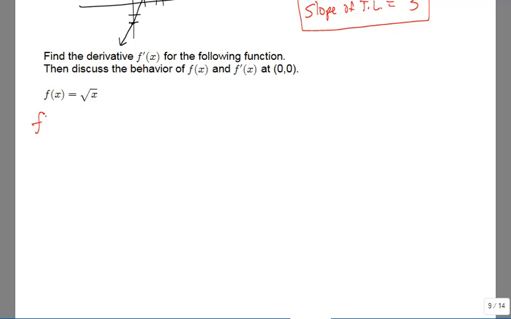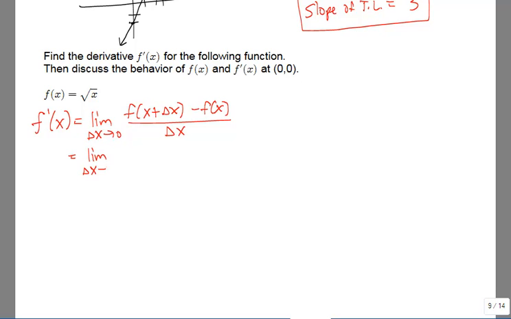So that, by definition, is the limit as delta x goes to 0 of f of x plus delta x minus f of x, all over delta x. And we're going to substitute in what our function is for these f's. So this input is going to go right where that x is, so our function becomes square root of x plus delta x. Then we want to subtract from that x plugged in, so that's just going to give me square root of x right back again.